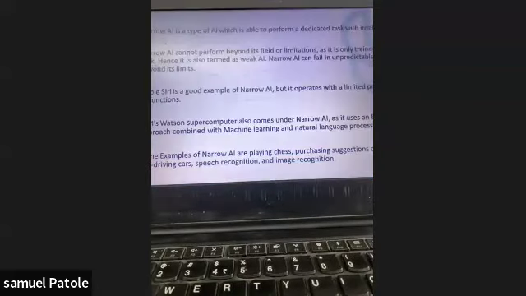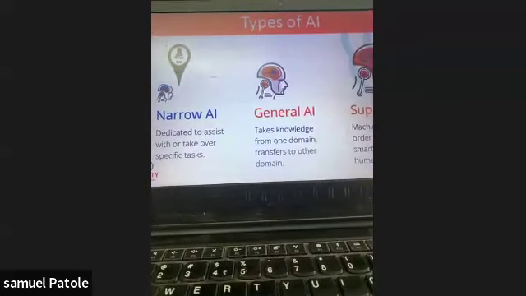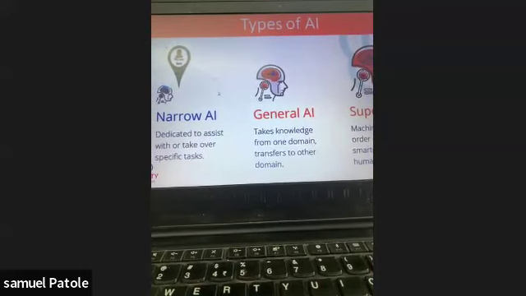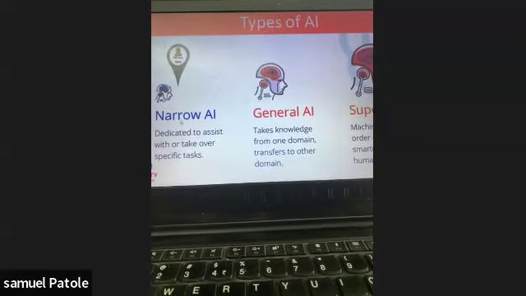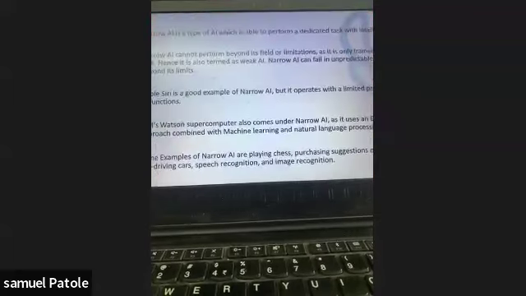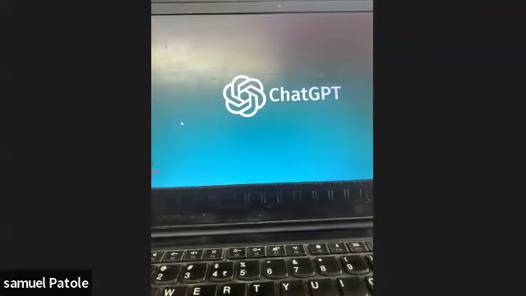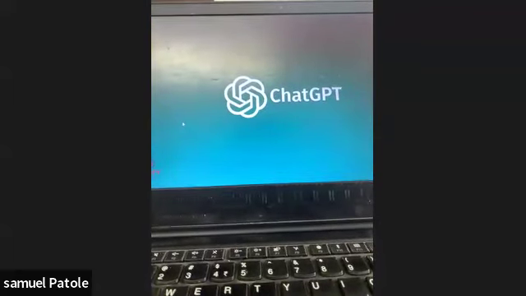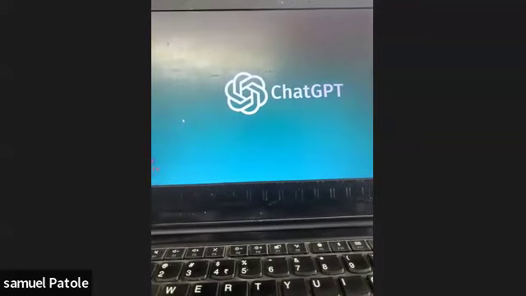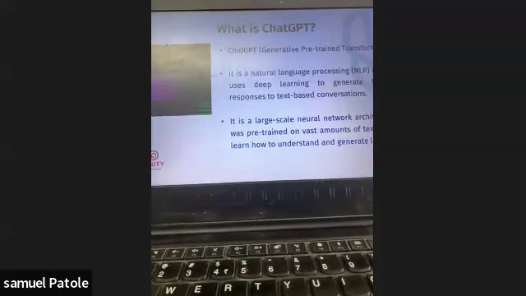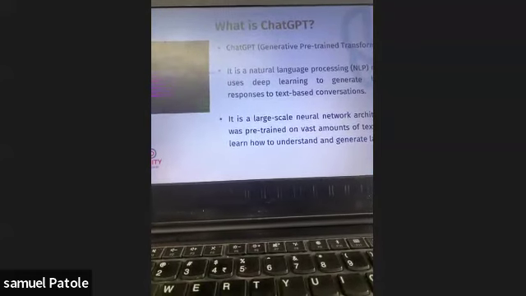But again, we are still at the narrow AI part. So OpenAI still has some problems. What we have seen is that after some 15, 20 iterations, your OpenAI or your ChatGPT will start giving you some wrong answers. Okay, now that is the part. So ChatGPT stands for Generative Pre-trained Transformers.